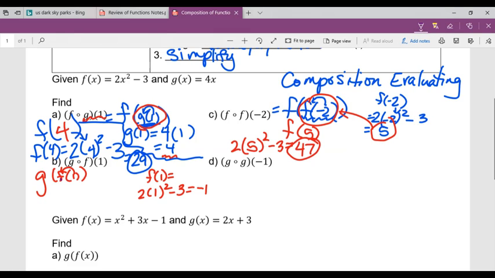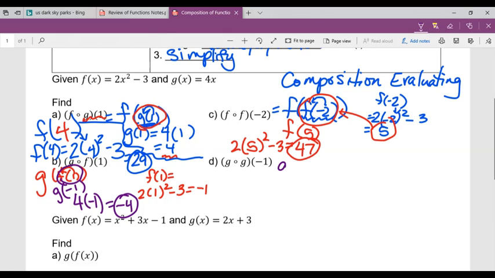So this whole thing is negative 1. So now we have g of negative 1. So it's 4 times negative 1, which is negative 4. That's my final answer.